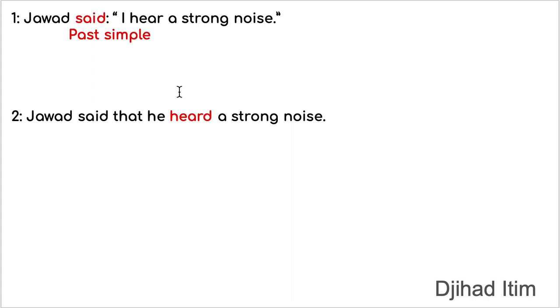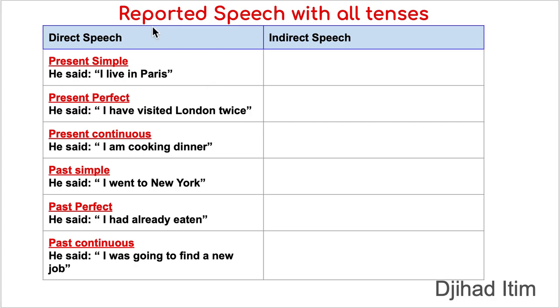We have the rule of reported speech with all tenses, and here we have a table. Reported speech with all tenses, okay? We have direct speech and indirect speech. The first one is present simple. For instance, he said, "I live in Paris." So what would you say in the indirect speech? The introductory verb here is in the past simple, right? And the verb here is live. So you can pause the video and start thinking about it. Do this table, these sentences, and get back for the correction.